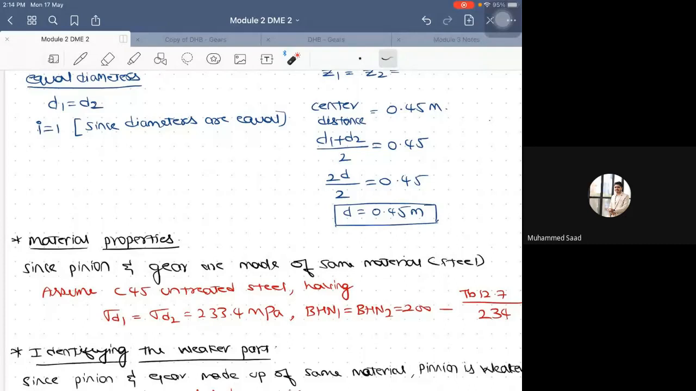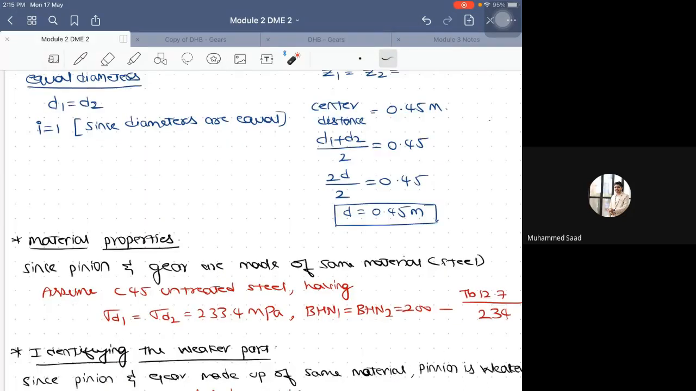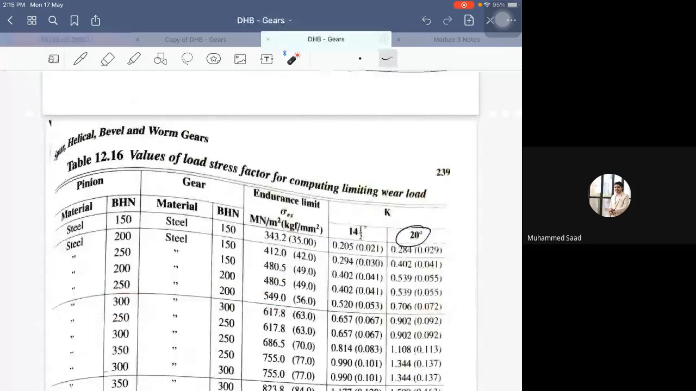So we need to pick which type of steel we require. So I always told you, if nothing is specified in the problem in case of a spur and helical gear, I'm repeating it, for worm it is a different thing, for spur and helical gear, you always assume C45 untreated steel, which is having sigma. All this data is obtained from table number 12.7, 234. Just go to that table number 12.7.